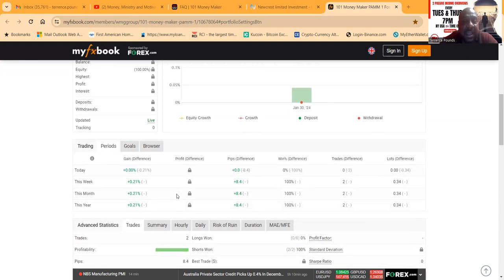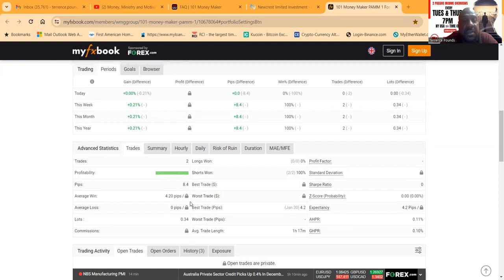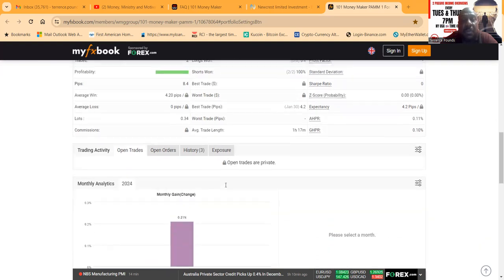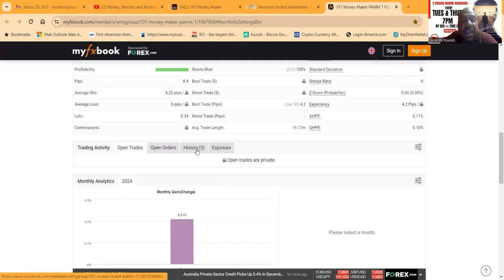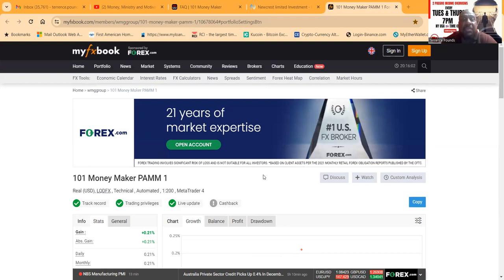Now, I'm not saying how well it's going to do. It's only opened up a couple trades already. You know, you can see over here, it ain't lost 4.2. They already said they're using robots. They're in open trades. You can see the history. And so this is what you'll be able to see from 101 Moneymaker, which is super, super dope for me.